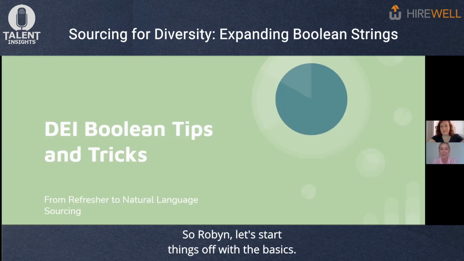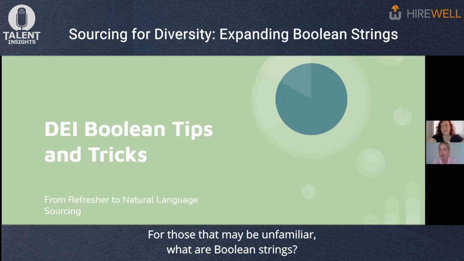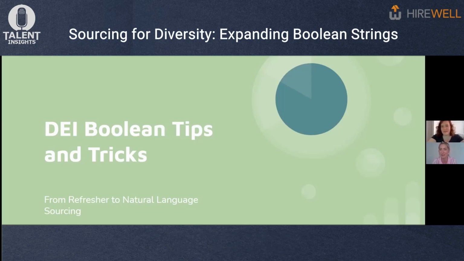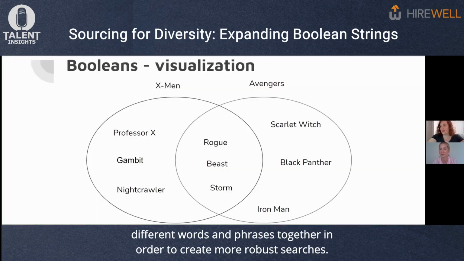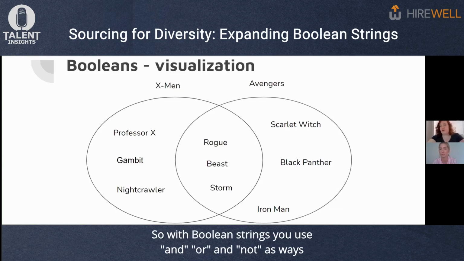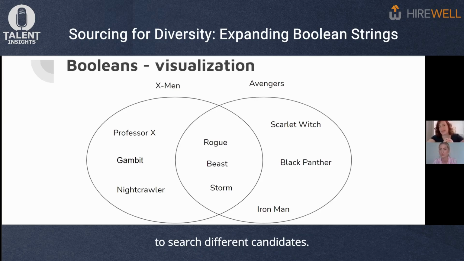So Robyn, let's start things off with the basics. For those that may be unfamiliar, what are Boolean strings? Boolean strings are a concept we learn about in math, combining different words and phrases together in order to create more robust searches. With Boolean strings, you use and, or, and not as ways to search different candidates.